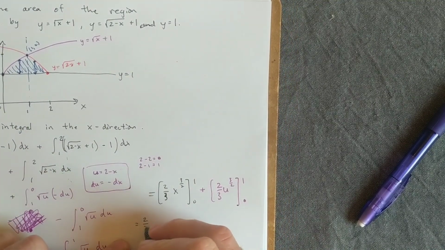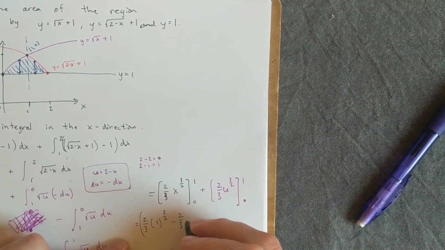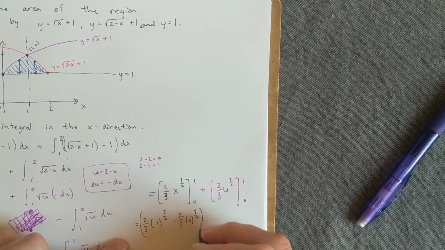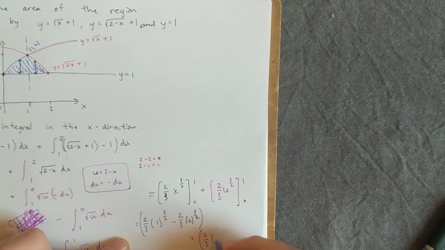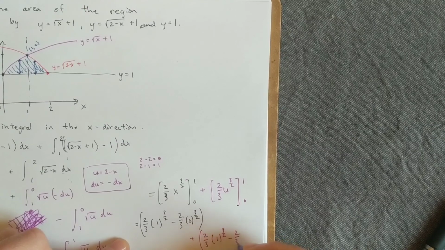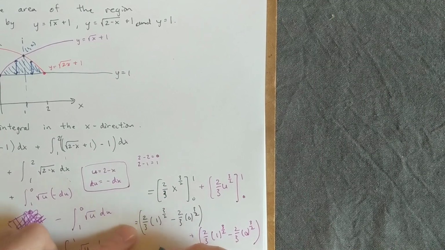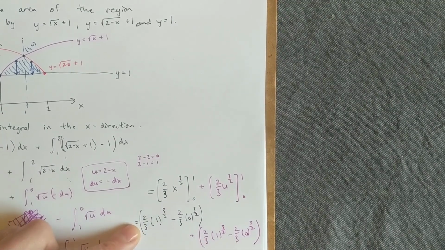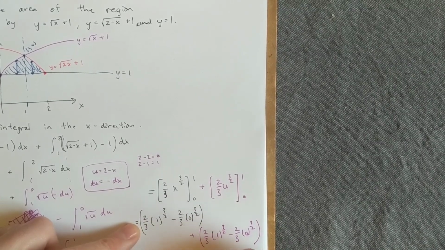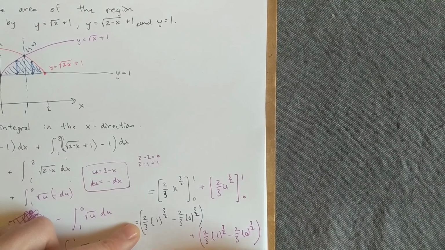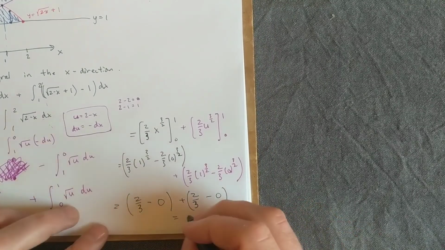I'll do 2/3 times 1 to the 3/2 minus 2/3 times 0 to the 3/2 for this, and then the purple one will give me 2/3 times 1 to the 3/2 minus 2/3 times 0 to the 3/2. And so my answer is going to be, I get 2/3 because 1 to the 3/2 power is just 1, and then minus this all gives me 0, and then this becomes plus 2/3 again, minus 0, and so the whole thing, sorry, it's just 4/3.